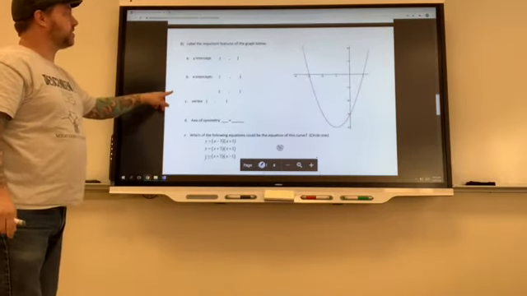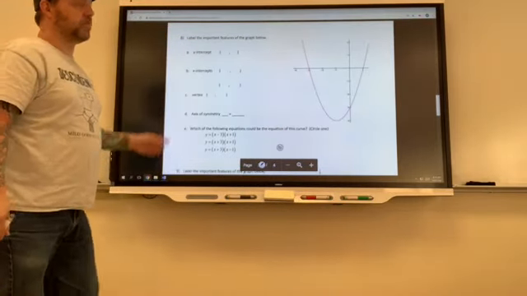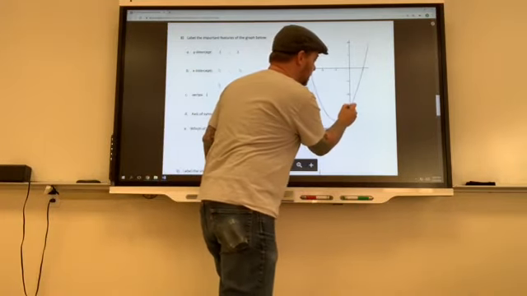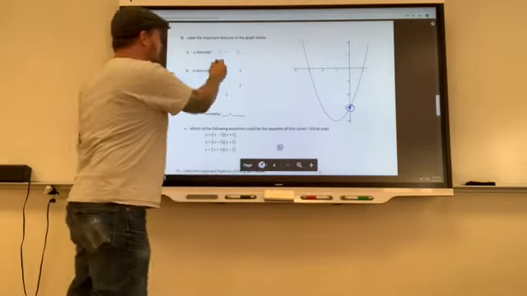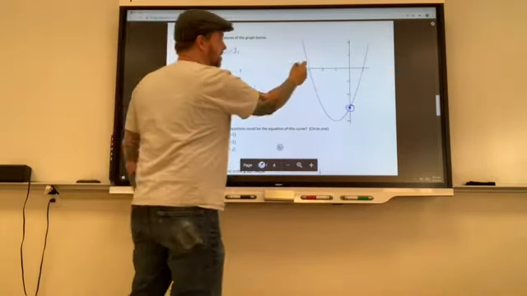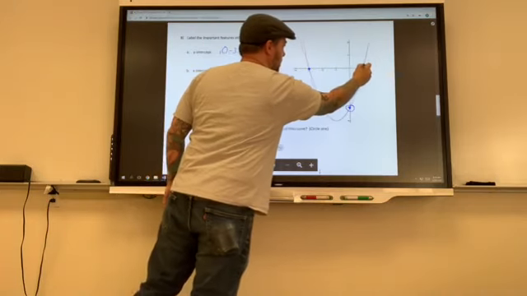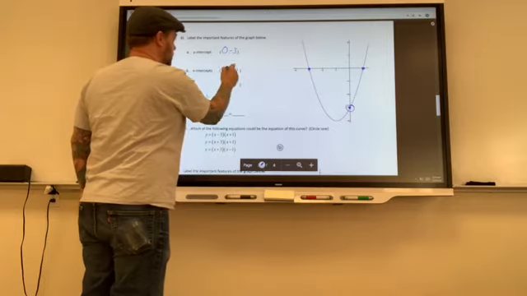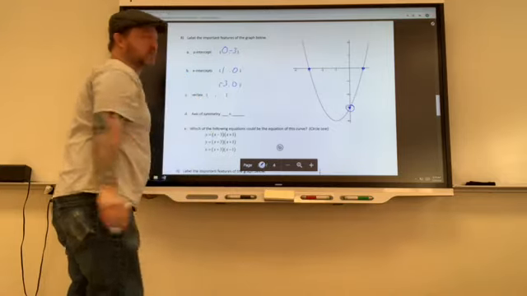Label the important features of the graph. Y-intercept. Where's the y-intercept? Right there, at (0, -3). X-intercepts. Right there at (1, 0) and (-3, 0).